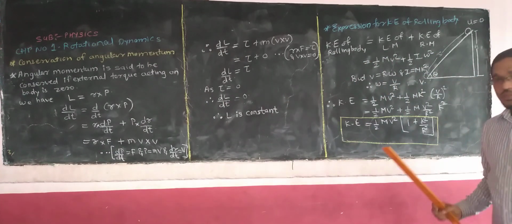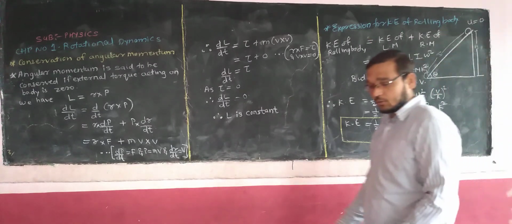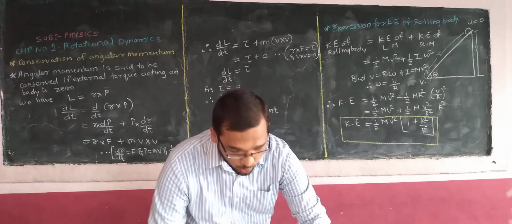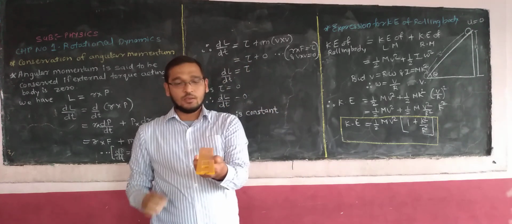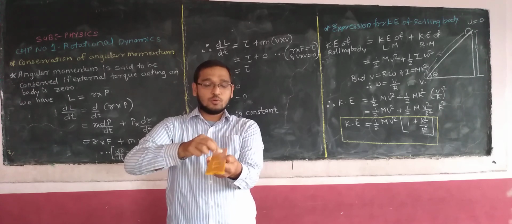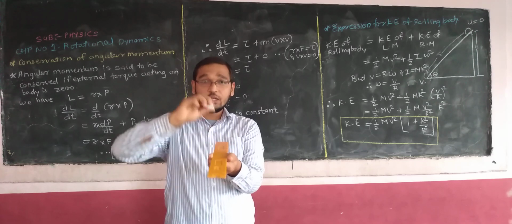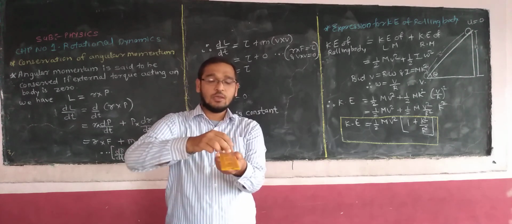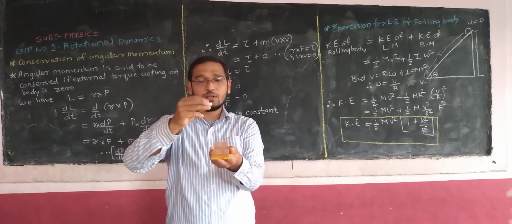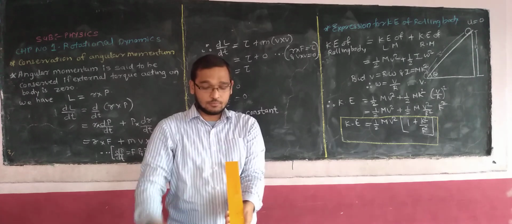Now next, the expression for kinetic energy of a rolling body. What is a rolling body? What is rolling motion? We have already discussed it. When a body is rolling, it is performing two kinds of motion. It is rotating about itself and it is covering a certain distance. So there is linear displacement as well as angular displacement.